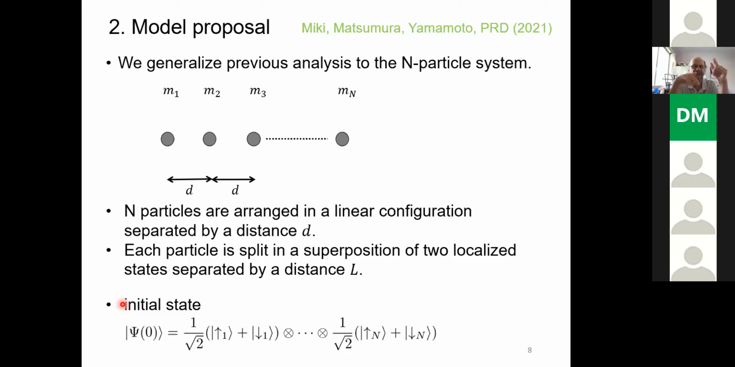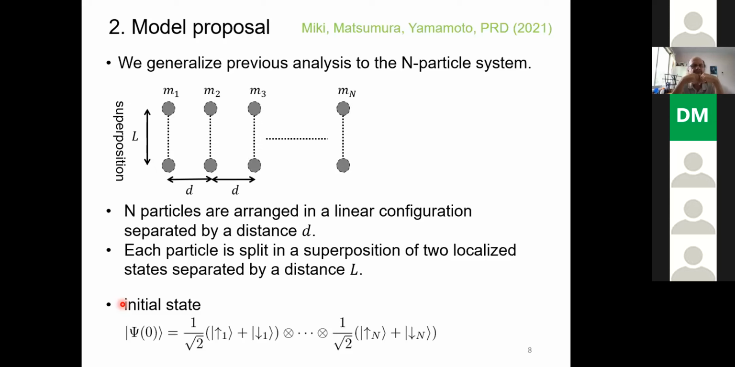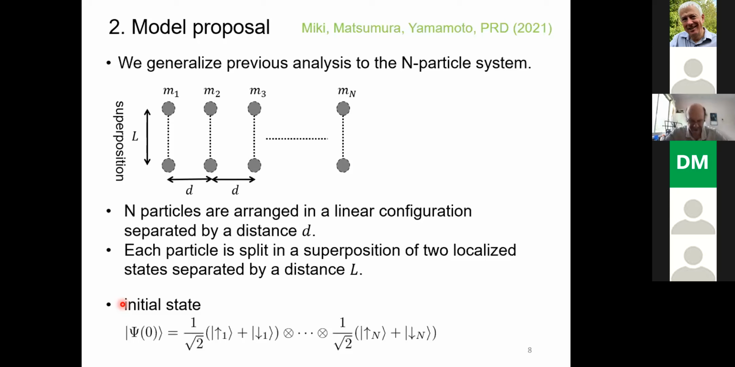So you're just considering the effect on the superposition states. Yeah, so the entanglement occurs because of the different gravitational interaction depending on the superposition of positions. Okay, I get it now. Sorry for that. Thanks for that clarification. Thank you.